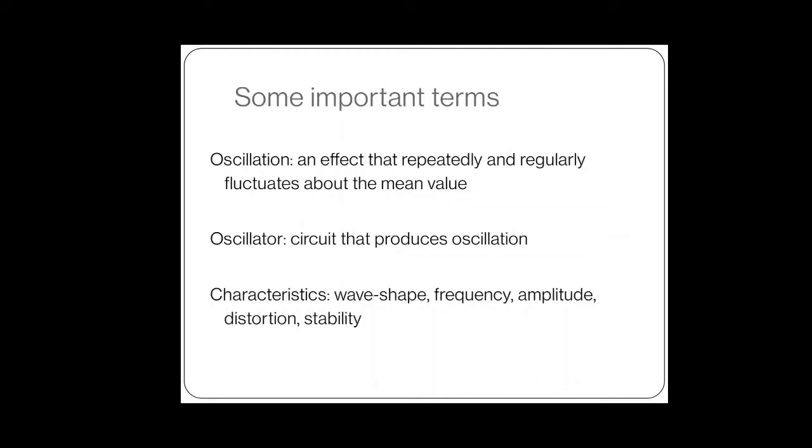Some important terms related to oscillators: oscillation, an effect that repeatedly and regularly fluctuates about the mean value; and oscillator, a circuit that produces oscillation. Some characteristics of an oscillator are wave shape, frequency, amplitude, distortion, and stability.